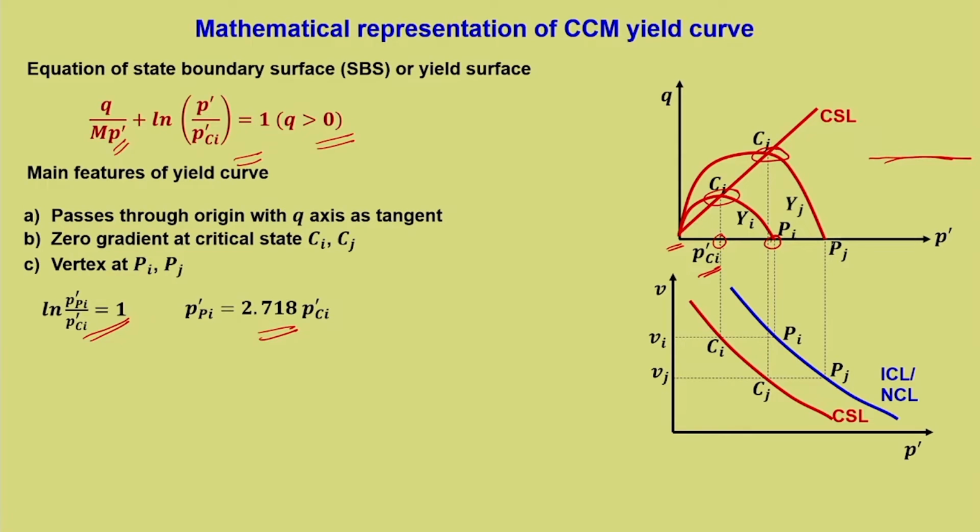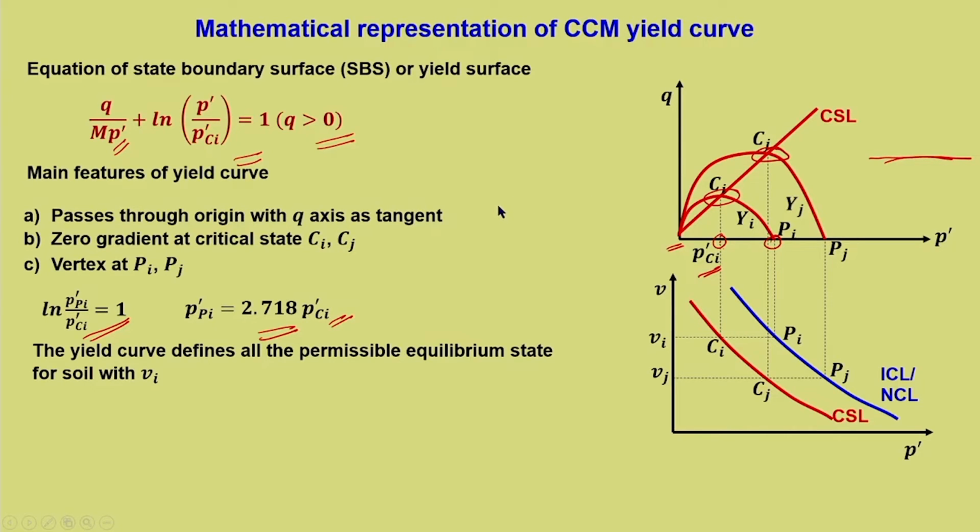Similarly, for p dash j, it will be ln of p dash pj upon p dash cj is equal to 1. So, that relationship also holds. Now, how this relationship comes, we will see in the subsequent slide. The yield curve defines all the permissible equilibrium states for soil with Vi. So, all the possible conditions are governed, or taken care of, by this yield curve.